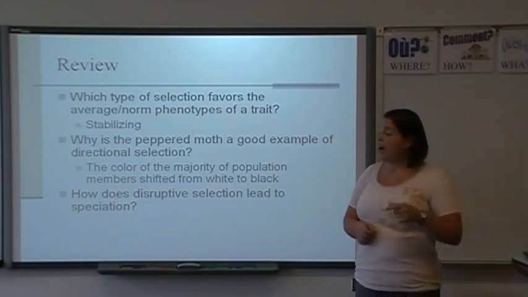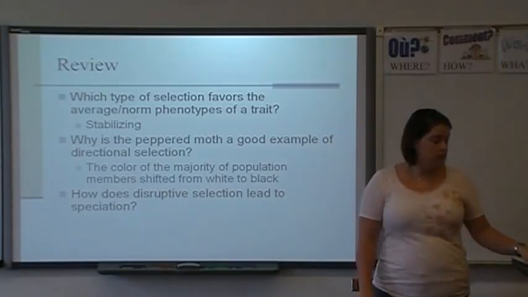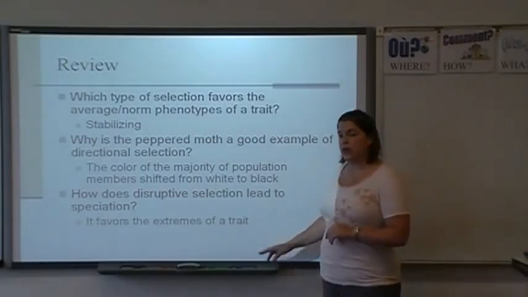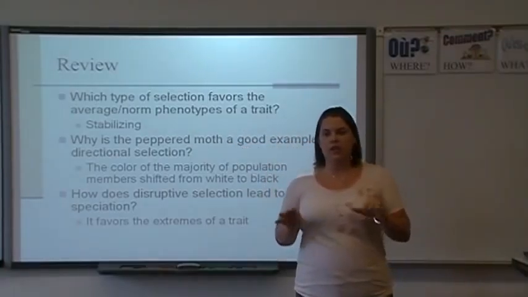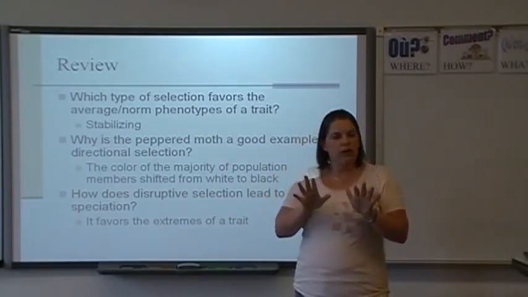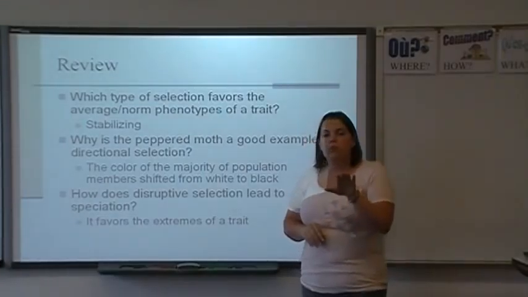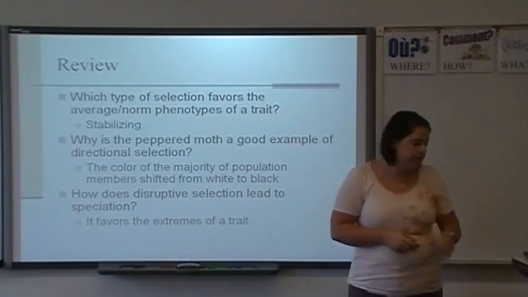And finally, how does disruptive selection lead to speciation? Exactly, it favors the extremes of a trait. So we're looking at the extreme differences within a population, the very different phenotypes. Those in the middle that are normal and average are not going to be selected for. They're actually selected against, creating two different species out of one population.